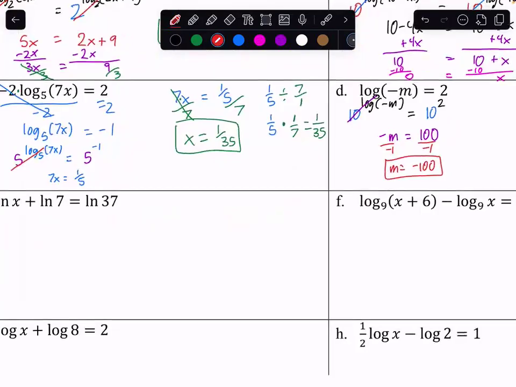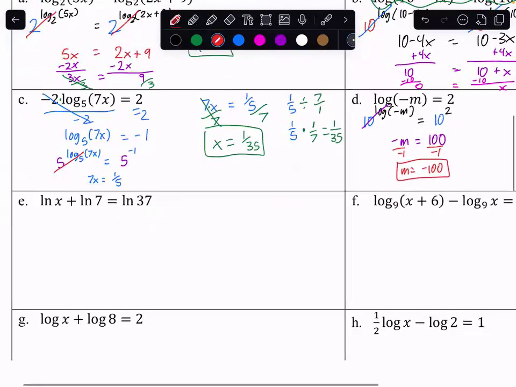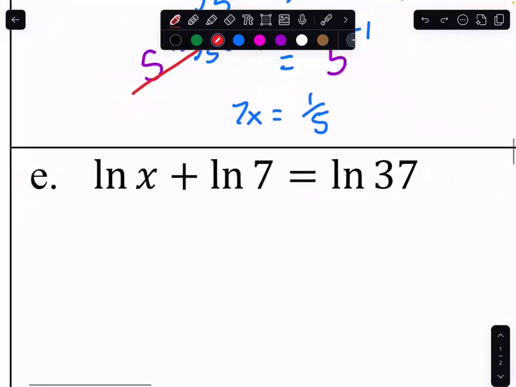Okay, so far we've only had a maximum of 1 logarithm per side. But if we look at question E now, natural log x plus natural log 7 equals natural log 37. The key thing here is we need to start by combining these two logarithms into a single logarithm.